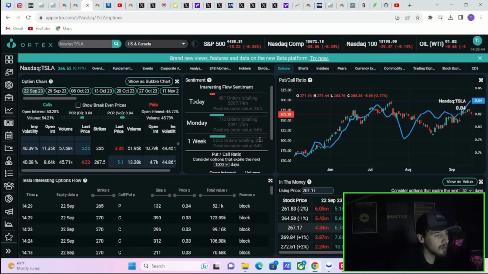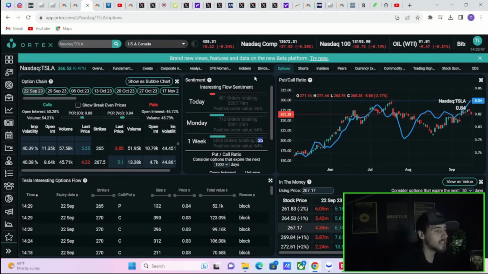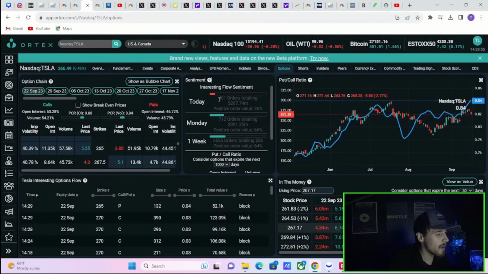Over the past week, you have seen $3 billion go into Tesla options with a positive order value of 64%. So although Tesla's stock is green today by about half of 1%, you're actually seeing quite a bit of puts being bought on Tesla. And these look like shorter-term trades. These look like hedged trades to me.